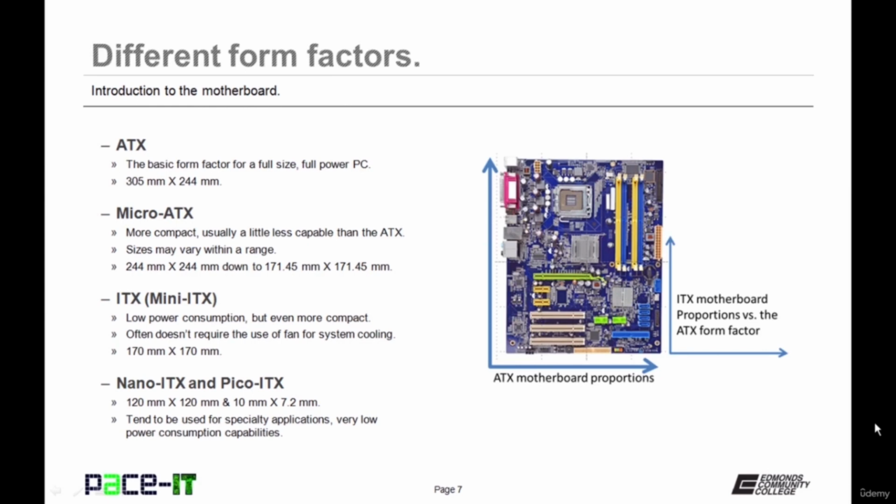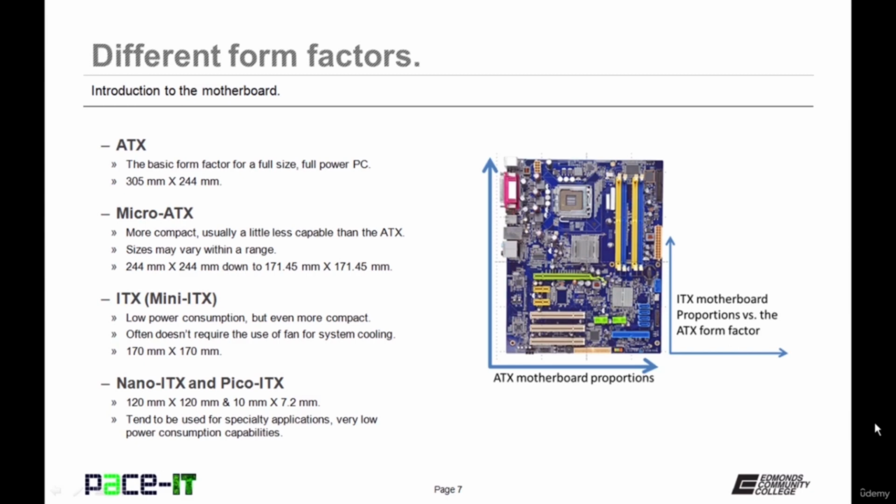At its largest, a micro ATX motherboard can be 244 millimeters by 244, but it can also go down to 171.45 millimeters by 171.45. The next main form factor category is the ITX, which can also be called the mini ITX. Now this is a low power consuming form factor. It's even more compact than the micro ATX. The ITX form factor often doesn't require the use of a fan for system cooling.